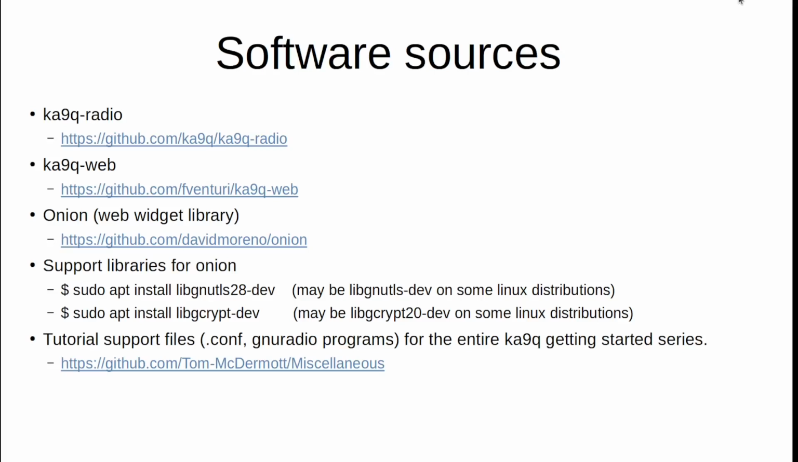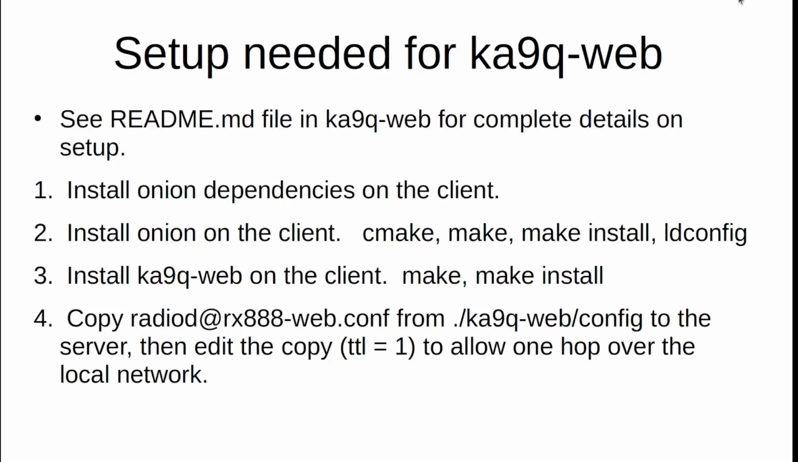It's libgnutls-dev on some, but it's lib28 on others. It's libgcrypt on Ubuntu 22.04, but libgcrypt20 on some others. So you may have to experiment a little bit on your package. Setup is needed for ka9q web. So if you git clone the ka9q web package from Franco Venturi's GitHub, there'll be a file in their readme.md which has complete details on the setup.